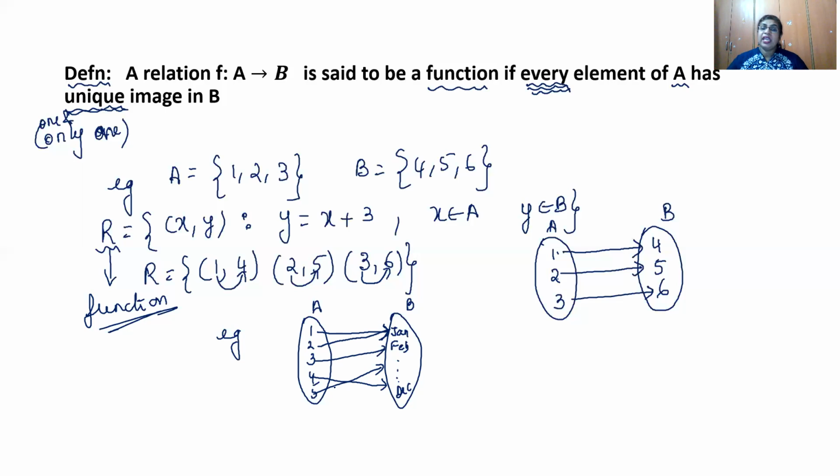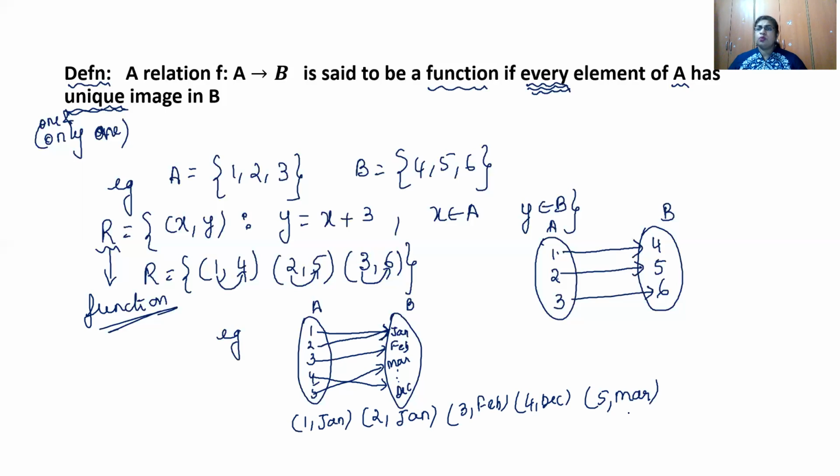What is the image of 1? January. What is the image of 2? January. It is possible, no? Two students can be born in the same month. So here, how to write: (1, January), (2, January), (3, February), (4, December), and (5, March).